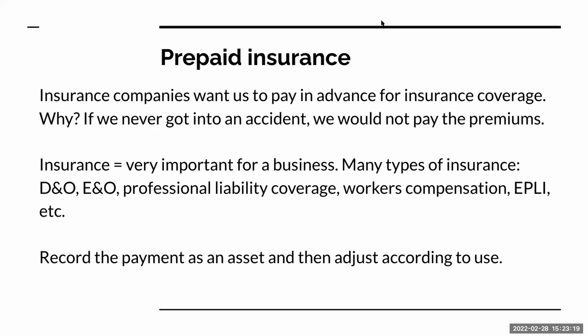Professional liability coverage, like medical malpractice. Workers' compensation is another type of insurance. If I'm in California, pretty much everybody has to have workers' comp. EPLI, that's employment practices liability insurance. This is for sexual harassment, discrimination, the gamut. It's very, very important that your business has insurance. So that's why I'm breaking this apart here, and it's also very common to see in your accounting studies.